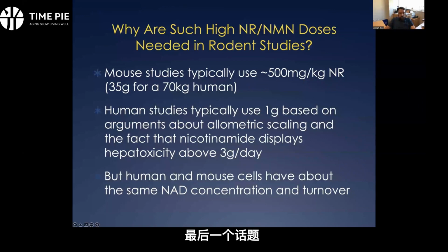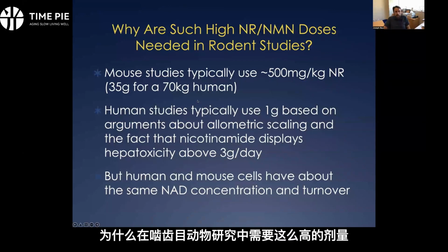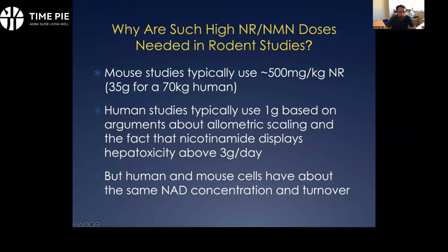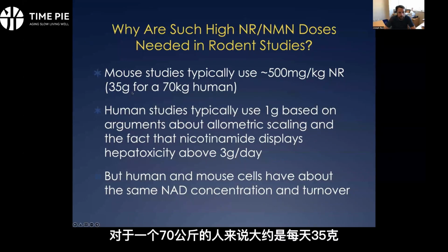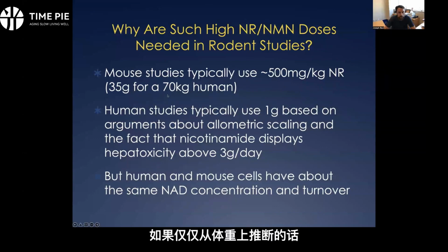So the last topic I'll talk a little bit about is why such high doses are needed in the rodent studies. Most studies are typically using about 500 milligrams per kilogram of NR, which is about 35 grams a day for a 70 kilogram human if you just extrapolate from body weight.